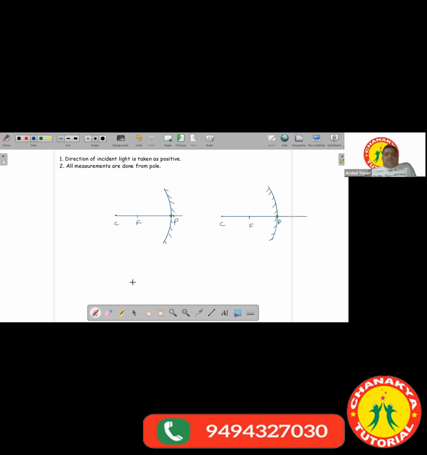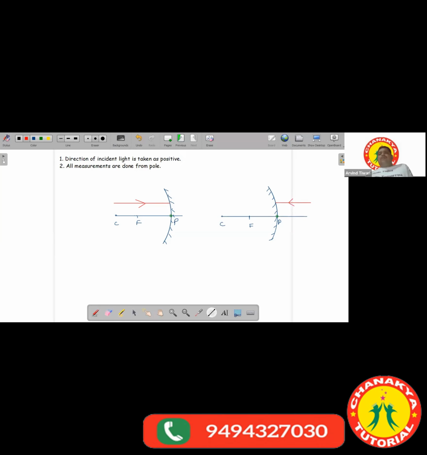Okay. So, we take the incident light on the concave mirror. This is the direction of the incident light. Whenever you take the object, this will be the direction of incident light. The incident light will always fall towards the shiny surface. With the case of convex mirror, the incident light will be falling like this.